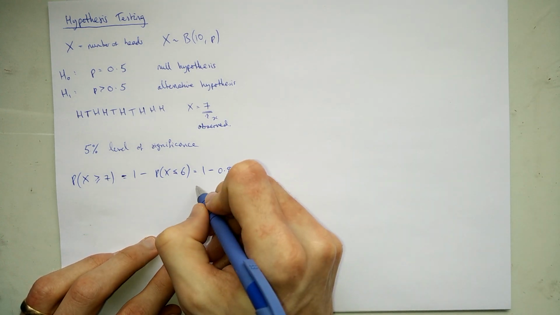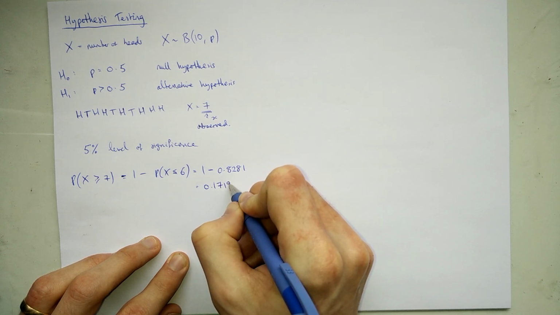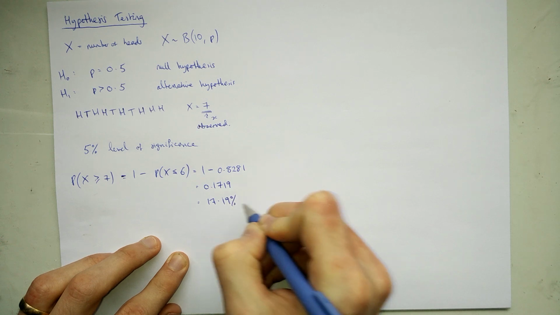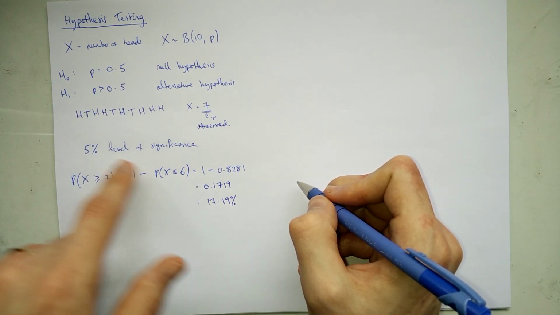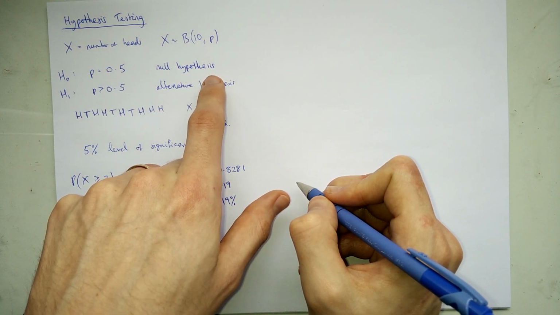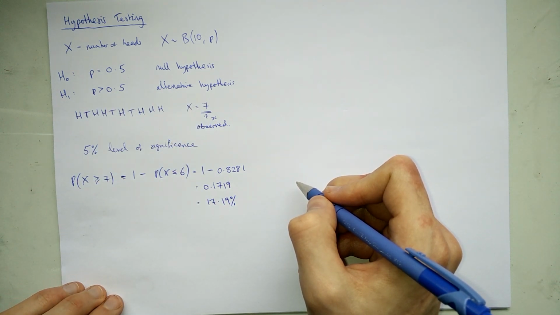Yeah, that's all good. 1 minus that is what, 0.1719 if I'm not mistaken. So that is what, 17.19%. Now what we do is we compare this number, this 5% number here, and whether that number is bigger or smaller than that one depends on whether we keep the null hypothesis as being most likely, or we think actually that's very unlikely and change to the alternative hypothesis.